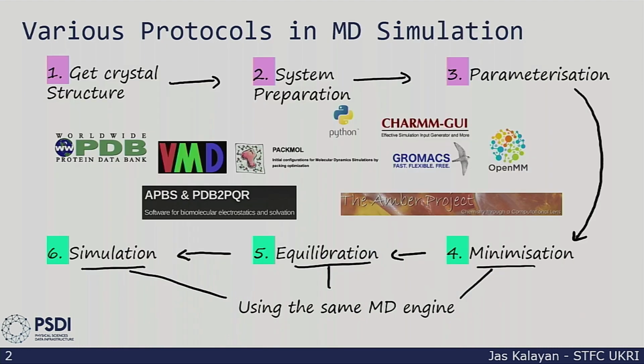So to produce our simulations, we go through various protocols. Here's just an example of the 6 steps involved in performing simulations. And depending on the scientific question you want to answer, what system you're interested in, these 6 steps will look completely different for somebody performing a simulation. So you will get your crystal structure from some sort of database or from an experimentalist working in a lab. You will then need to prepare your system to simulate.